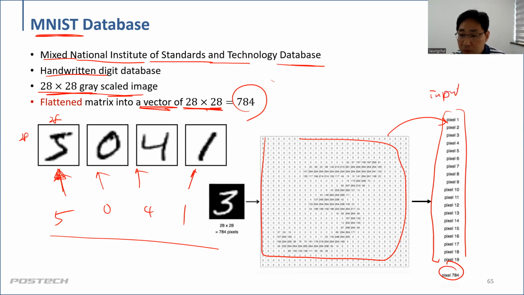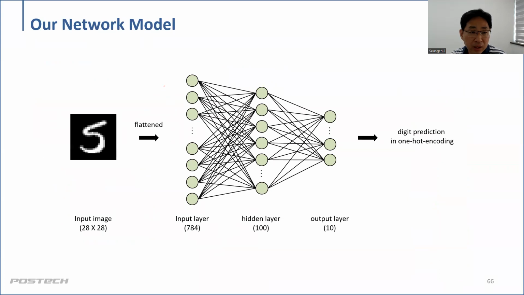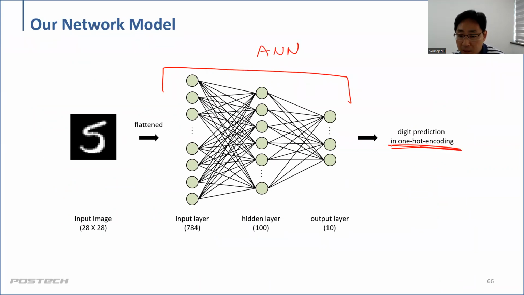Having this as the inputs, and the ANN model estimates the digit. So this is a multi-class classification problem, right? I think it's okay. And the input number of neurons is 784 because it's a vectorized column.